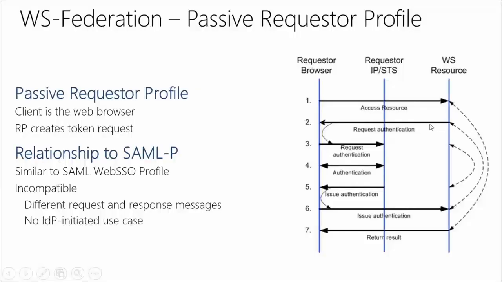In this case, it's a little bit different request and response flow, right? We do an access to a resource, we get the authentication back, and then we're requesting into the guy who's going to generate the tokens. We're going to go ahead and authenticate with him. He's going to issue the authentication, and then we're going to authenticate into the application.